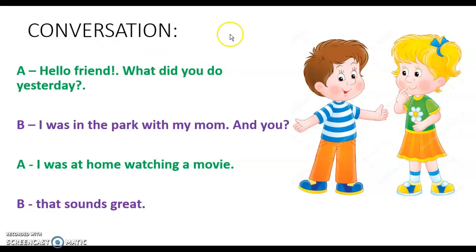We have a conversation. Ahora presten atención porque aquí tenemos una conversación. Listen and repeat. Hello friend, what did you do yesterday? I was in the park with my mom. And you? I was at home watching a movie. That sounds great.